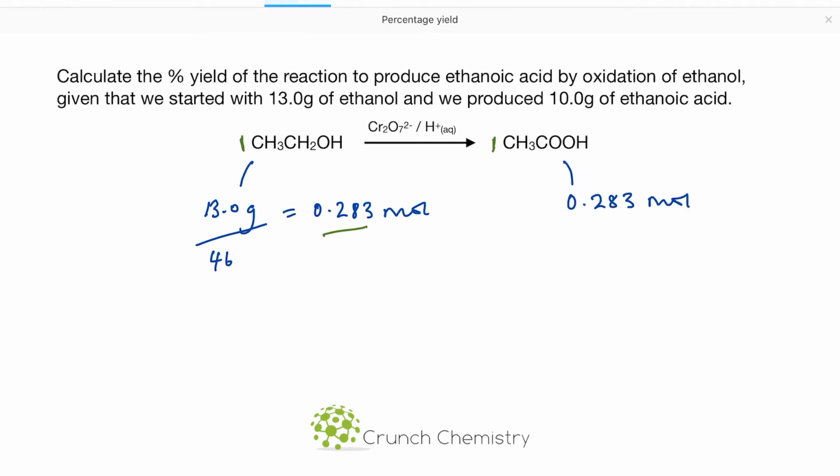How much would that be? Well, let's multiply it by its molar mass, which is 60. I should make 16.98 grams. However, I didn't. It tells me in the question that in this particular reaction, I made 10 grams.